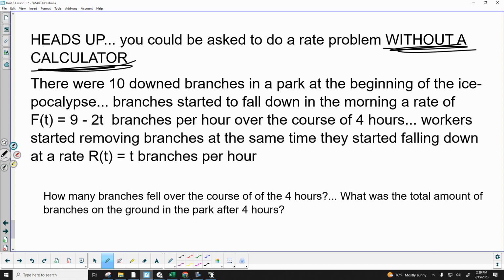All right, here we go. There were 10 down branches in the park at the beginning of the ice apocalypse. Branches started to fall down in the morning at a rate of 9 minus 2t branches per hour. Over the course of 4 hours, workers started removing branches at the same time they started falling down at a rate of t branches per hour. How many branches fell over the course of 4 hours? What is the total amount of branches in the park after 4 hours?